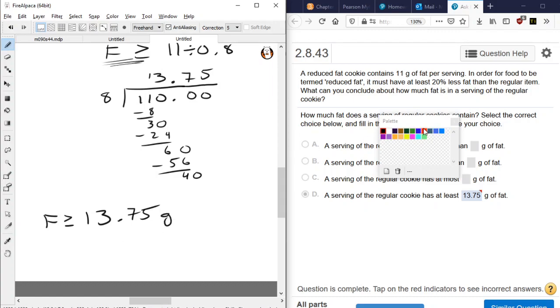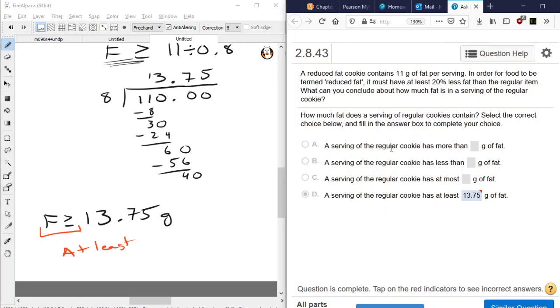And this construction right here, where, hey, it could be 20 grams of fat in this whole cookie, and if I get it down to 11, then I've really done my job. This is at least. That construction means at least.